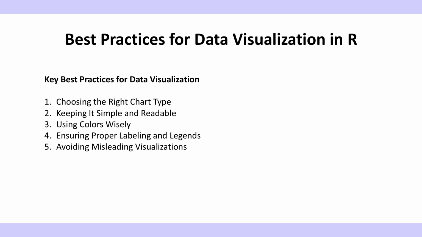Lastly, avoiding misleading visualizations. Common mistakes that you should avoid include starting the y-axis at a non-zero value, which can distort perception. Next, using too many categories in a pie chart, which is very hard to read. Overcomplicating charts with unnecessary elements. These are the common mistakes that you should avoid while building your visualization. Now we are done with data visualization in R and best practices. In the next videos, we will start with statistical analysis and modeling in R.